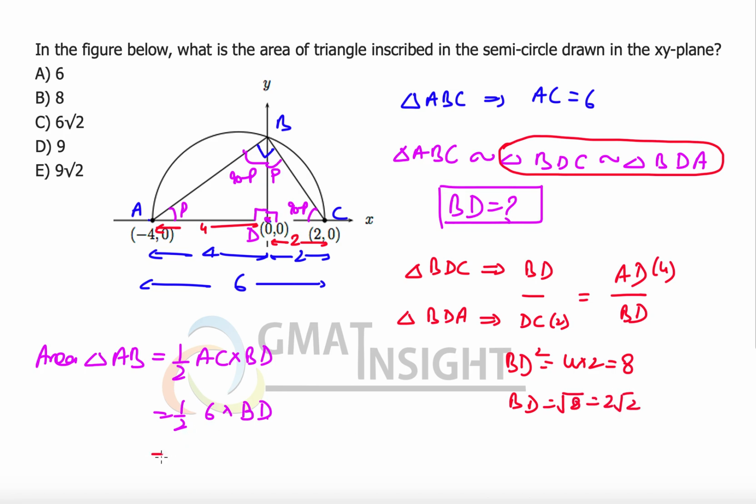So the area that we needed to find will be equal to half of 6 times 2 root 2. The 2 gets cancelled out, so the final value that we have is equal to 6 root 2, and the answer to the question is option C. So here we needed to use the similar triangle property. We have used the ratios of the corresponding sides between these two similar triangles, the two smaller ones, and we have got the unknown BD to find out the area of the triangle ABC.